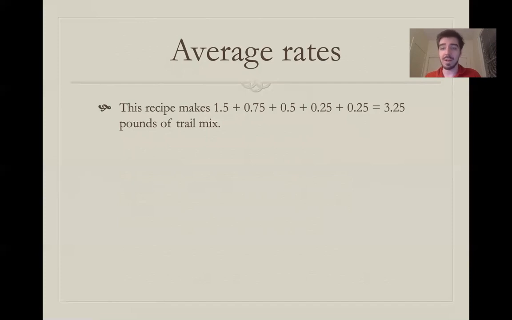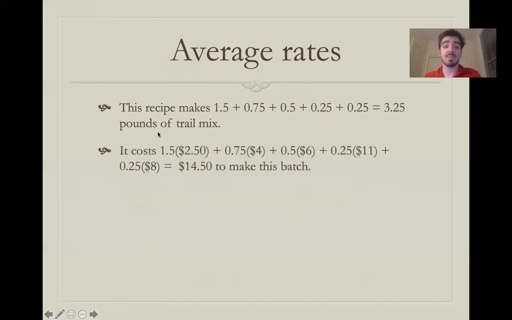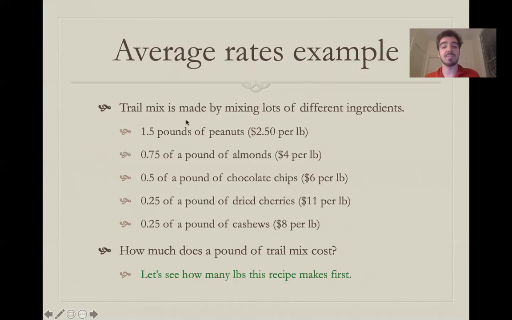Well, how much did that cost? For the peanuts, we bought 1.5 pounds of them, and they were $2.50 per pound. So if I take 1.5 pounds times the $2.50, that's going to give me how much that 1.5 pounds costs. I could do the same thing for all of the other ingredients, basically taking 1.5 times 2.50 plus 0.75 times 4 plus 0.5 times 6 and so on.